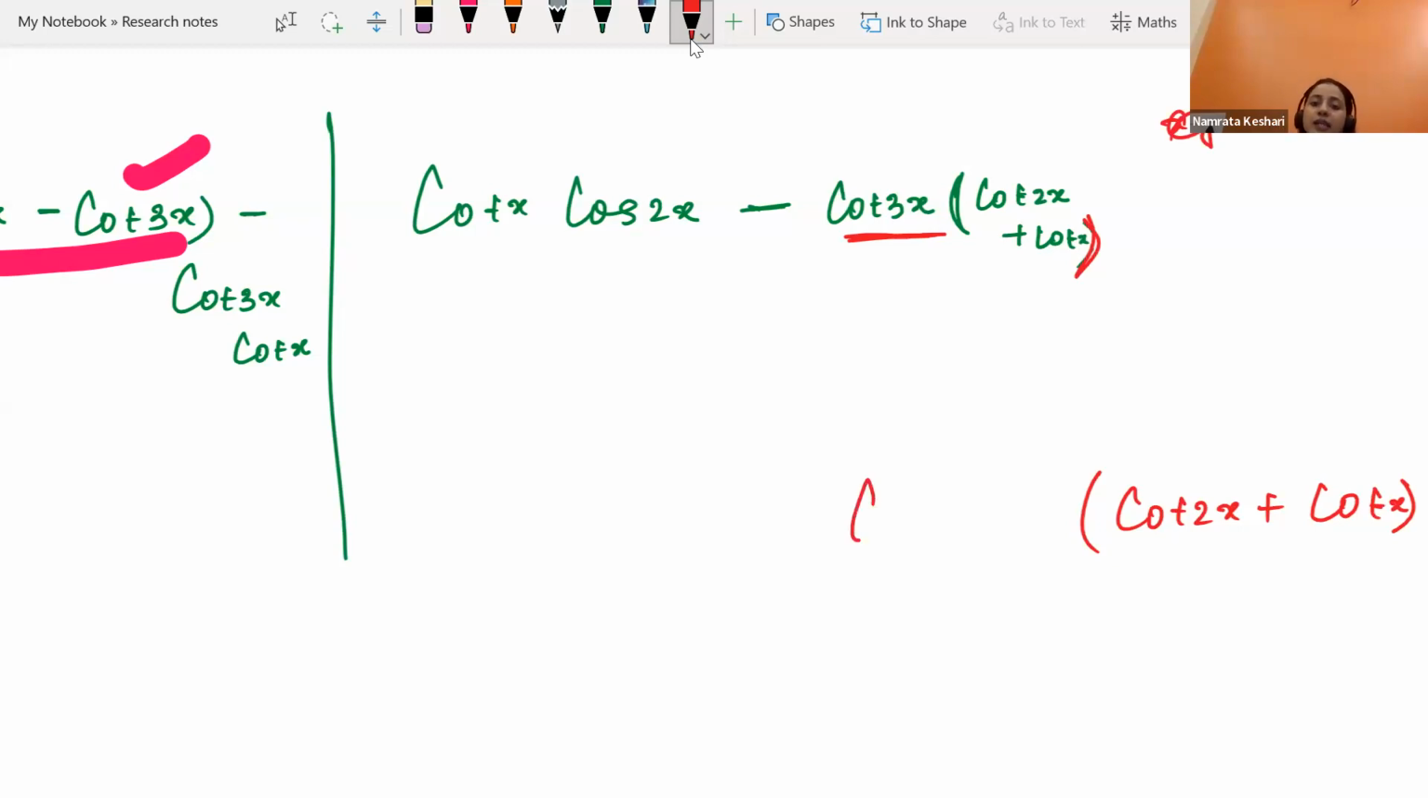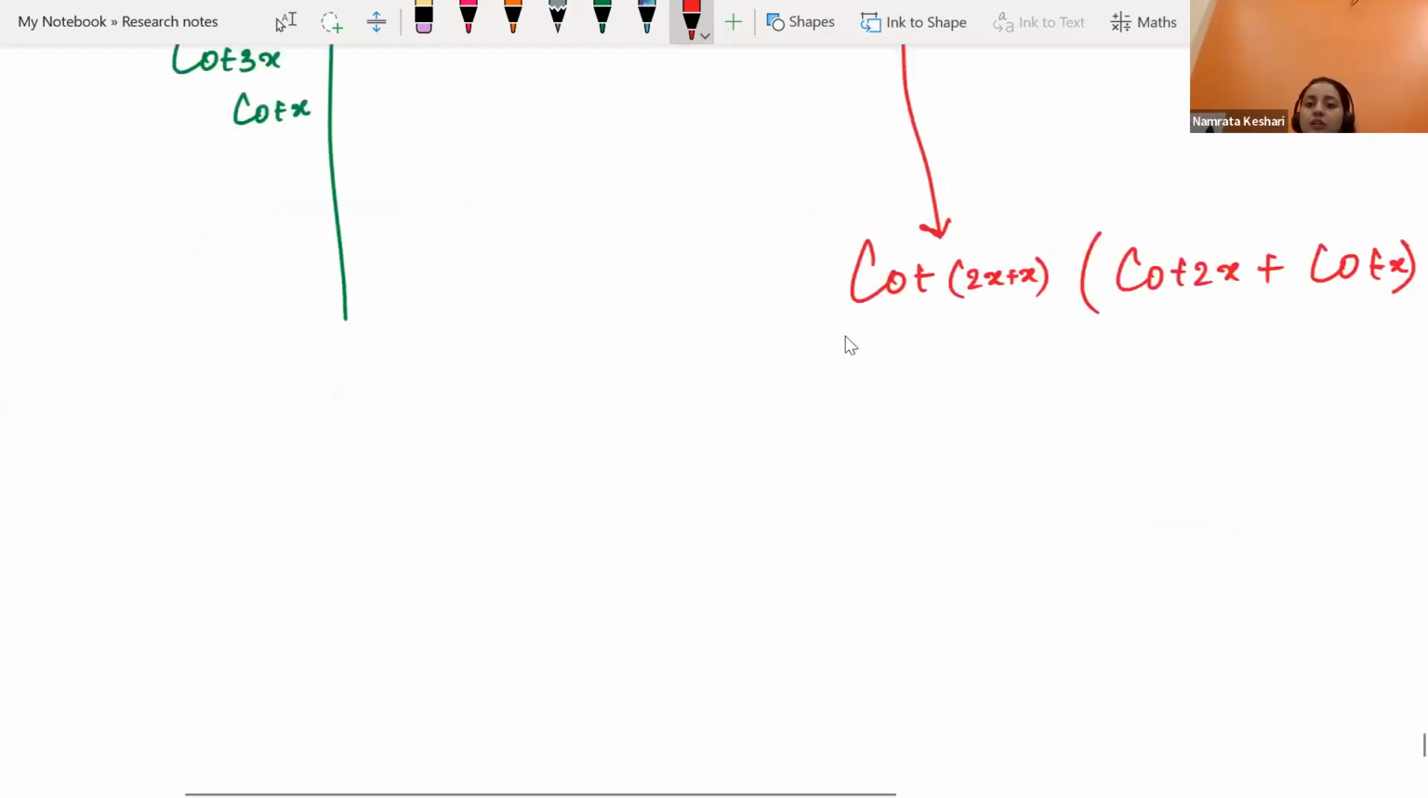Cot 3x we can write as cot of 2x plus x. Yes or no? This one. Yes, ma'am. And we have learned the formula for this one, the cot a plus b formula. Alvina, what was the formula for cot a plus b?